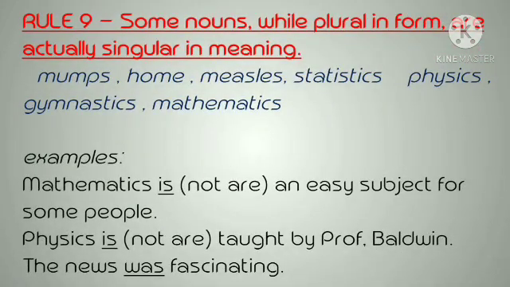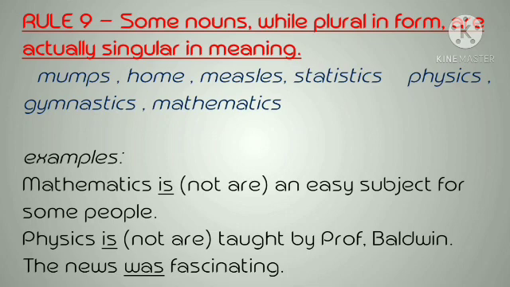Rule number 9. Some nouns, while plural in form, are usually singular in meaning. Example, mumps, home, mesos, statistics, physics, gymnastics, mathematics. For example, mathematics is, not are, an easy subject for some people. Mathematics has an S on the latter part, but this is a singular subject. So we are going to use a singular verb, which is is.